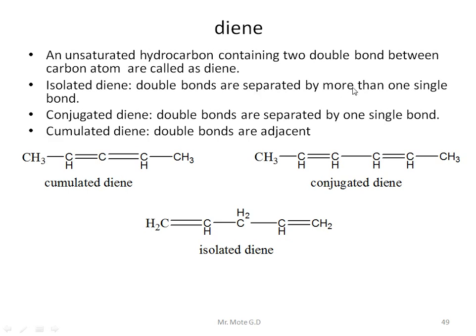Isolated means double bonds are separated by more than one single bond. Conjugated diene means double bonds are separated by a single covalent bond only. And cumulated diene means double bonds are adjacent to each other. Conjugated diene means double bonds are separated by a single covalent bond, and isolated diene means double bonds are separated by 2 single covalent bonds. That is the various classes.